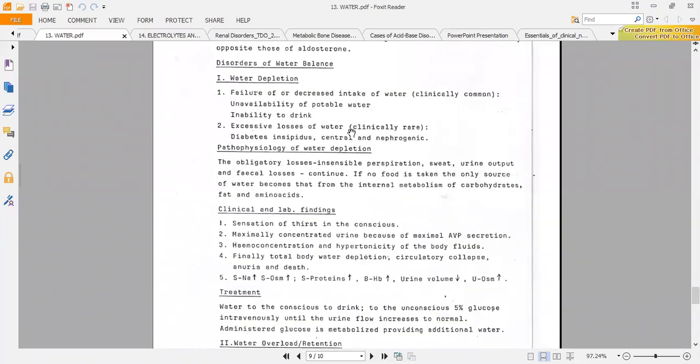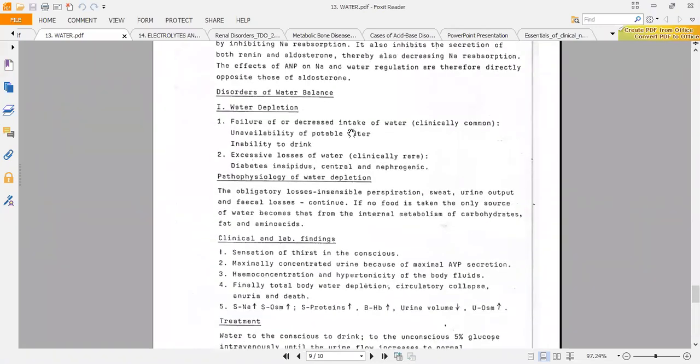So we could have a condition called water depletion. So it's either the person has the condition called water depletion or water overload. Okay, so water depletion means that the person's total body water has decreased. Water overload means that the person's total body water has increased. Okay, so let's take the first one, water depletion.